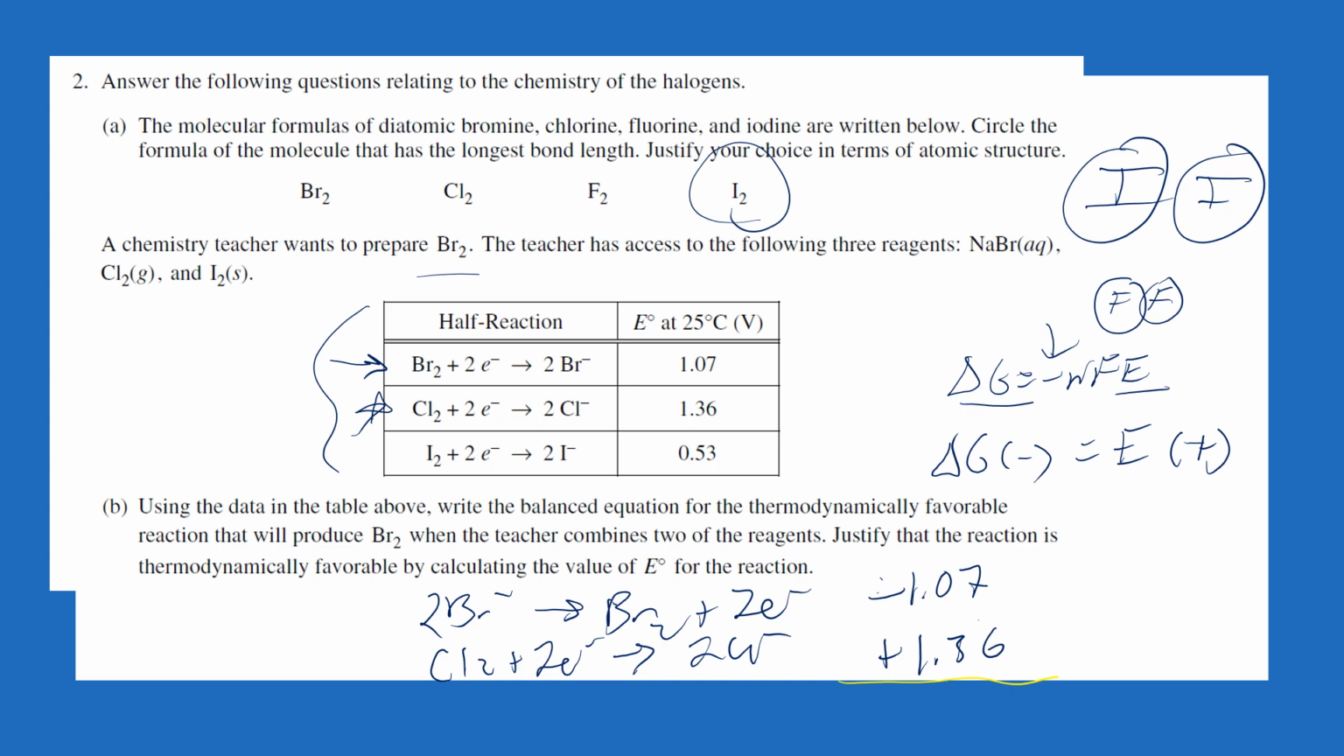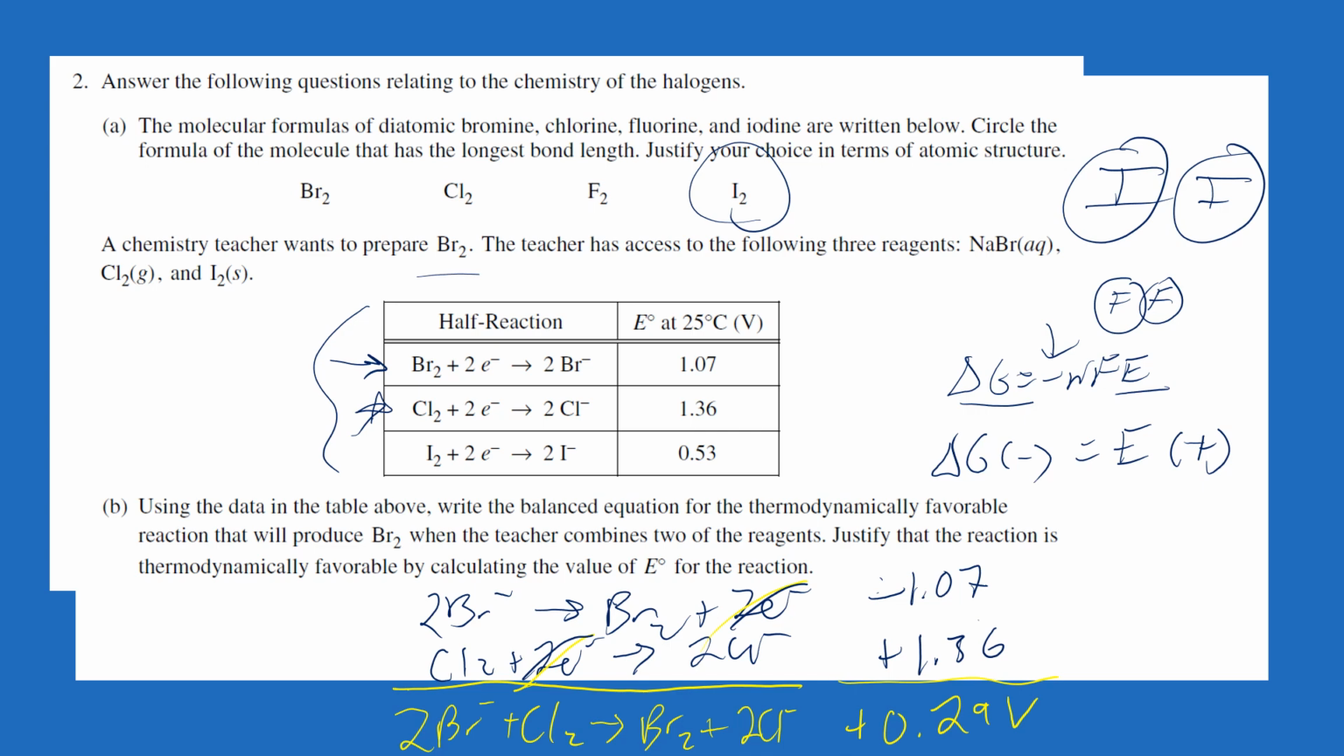So when you do add those 2 together, you get a positive 0.29 volts overall. And when you add up the 2 reactions, the electrons cancel out, and you are left with our overall reaction, that is the 2 bromides plus the chlorine gas yields the bromine and the 2 chlorides. So there's our overall, and there's our cell potential.